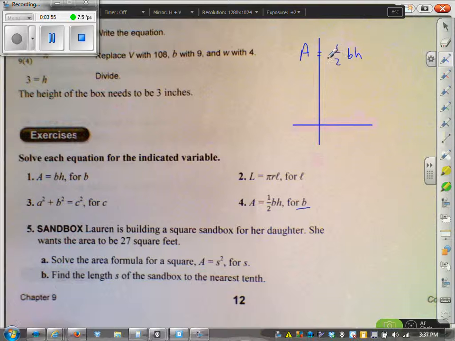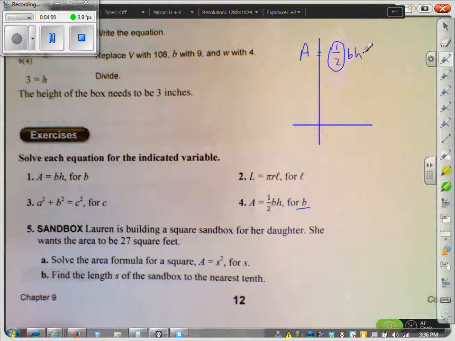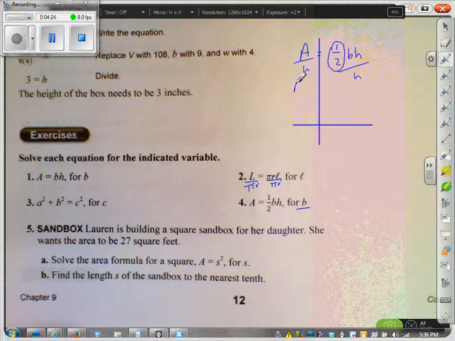Since I have this 1/2 here, this fraction, I'm going to do this one a little bit differently. Usually I would go ahead and just divide by everything that's being multiplied, like this one here, where I would divide by pi and r on both sides. I wouldn't do it separately, I would do it together. But here I'm going to do this separately. I'm going to get rid of the h first. I'm going to divide by h on both sides. So now I have a over h equals 1/2 b.